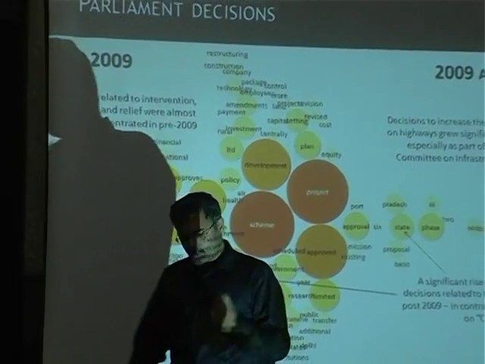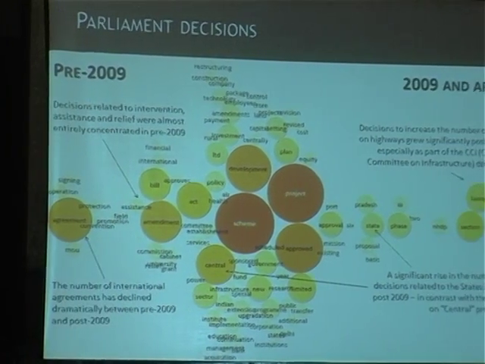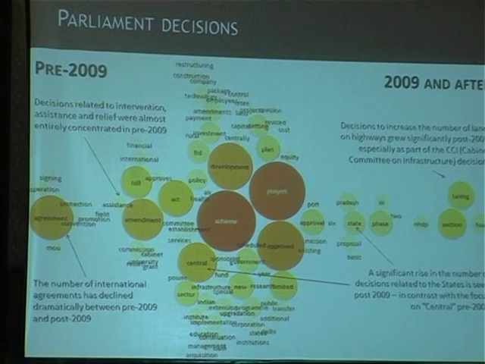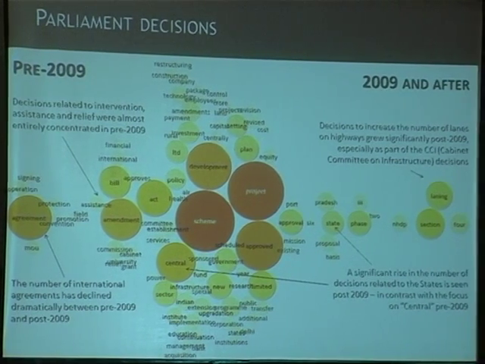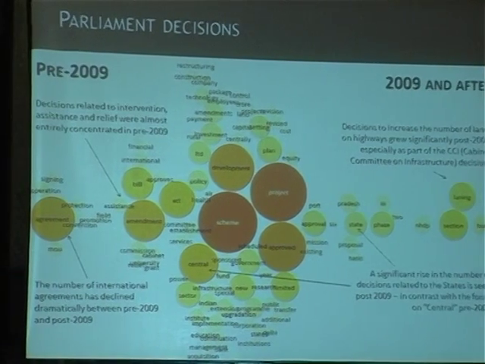So if I were to answer the question, what is the one thing that differentiates the UPA's first term versus the second term? It is a decreased focus on international agreements and an increased focus on infrastructure, specifically on the highways side. You can also see that the word center is a lot more to the left.